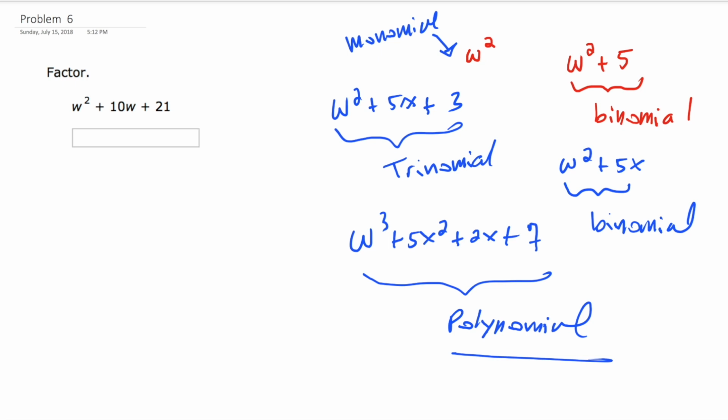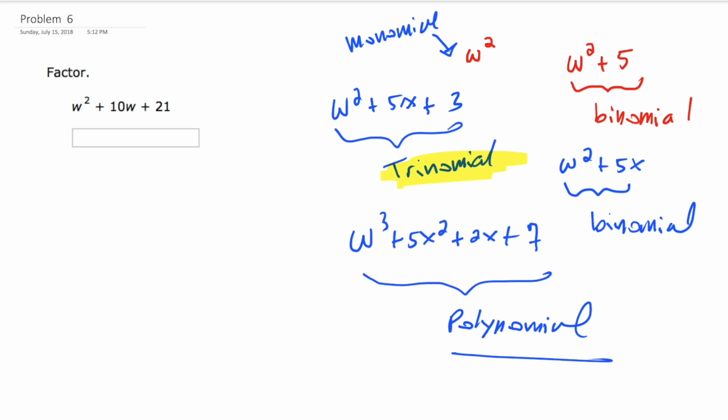So we're factoring a what? What are we factoring in this problem? Which one of these bad boys are we factoring? We're factoring a trinomial. So when you factor trinomials, you're doing FOIL in reverse. What'd I say? That's right.